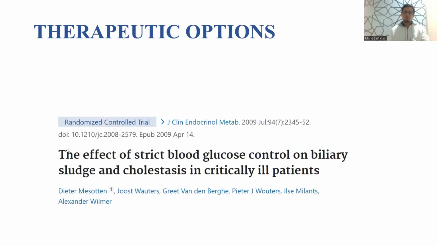Another important factor is controlling excessive glycemia. So in extreme cholestasis, maintaining strict glycemia using intensive insulin therapy significantly reduces the rate of cholestatic liver dysfunction. Mesotten, this is a paper, a clinical trial. They proposed that intensive insulin therapy can reduce the cholestasis and biliary sludge in prolonged critical illness. So that's an important fact. It is still under research, and you may also conduct studies on this and explore more in critical patients if you are working in a teaching institute.